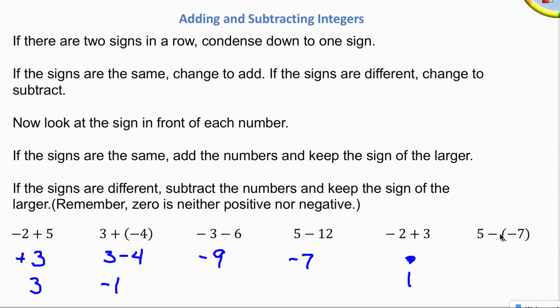Uh-oh. Multiple signs. Get rid of those double signs. Okay, signs are the same. That means it's a plus. Okay, and now, of course, it's 5 plus 7, or signs are the same, so that means plus. Keep the sign in front of the biggest number. Okay, hopefully that'll help. If we're still having trouble with that, hopefully that'll help us clarify those rules.